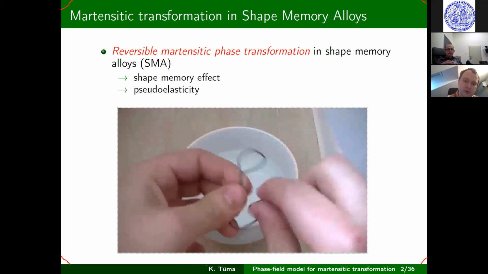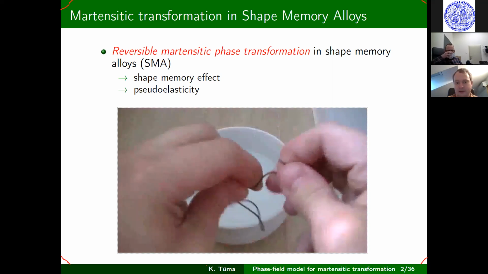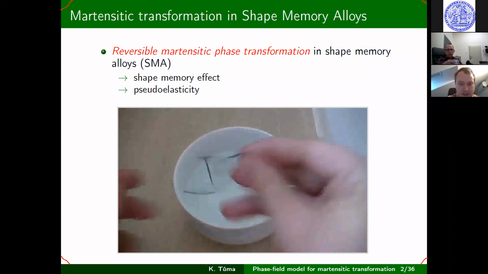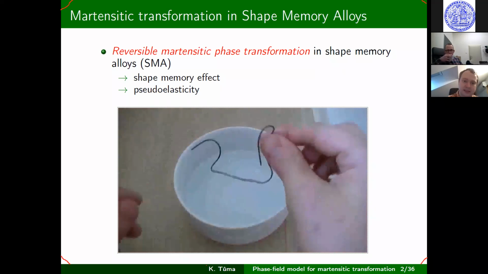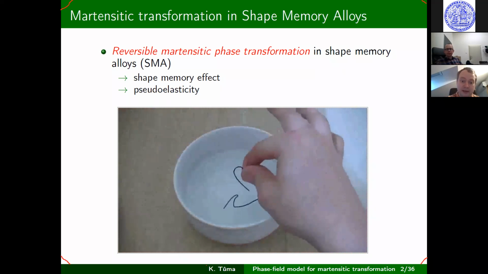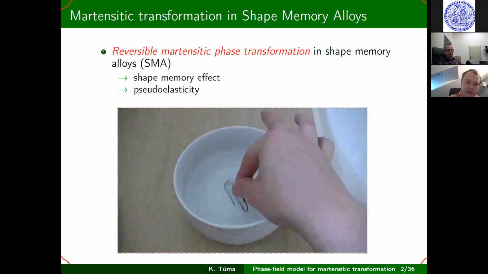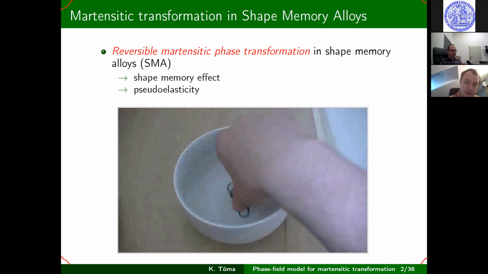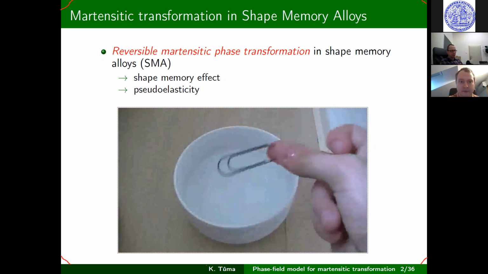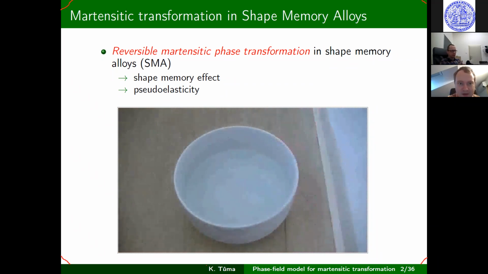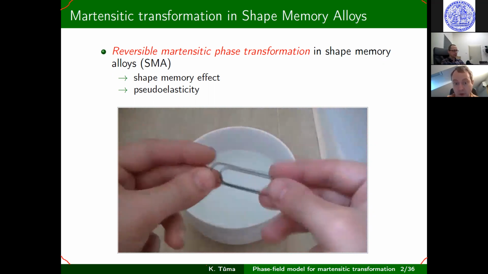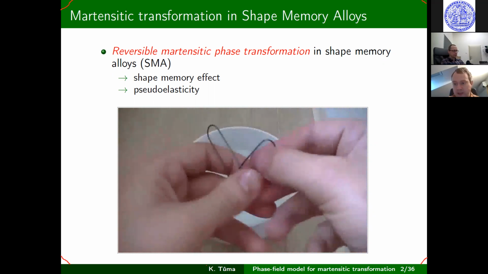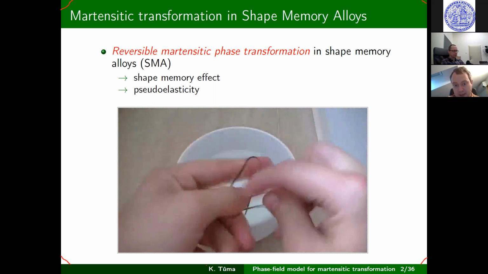After he puts it into the hot water, there are thermal stresses that start the transformation from martensite back to austenite, and it obtains its original shape. This is one important effect of the shape memory alloys. It is the shape memory effect. The other very important thing is the pseudoelasticity, sometimes called superelasticity.